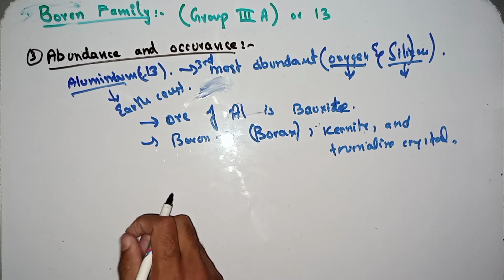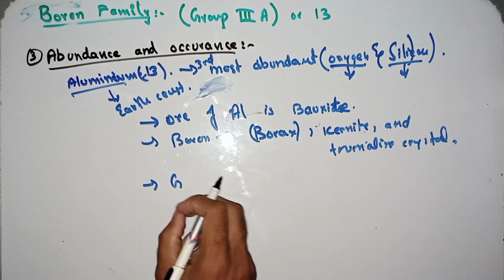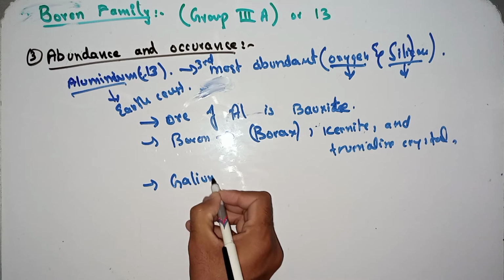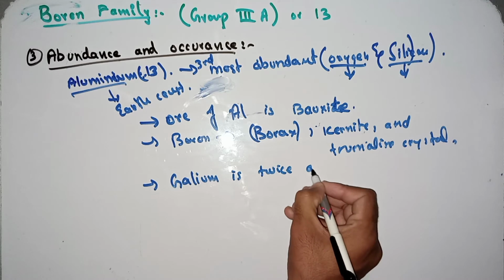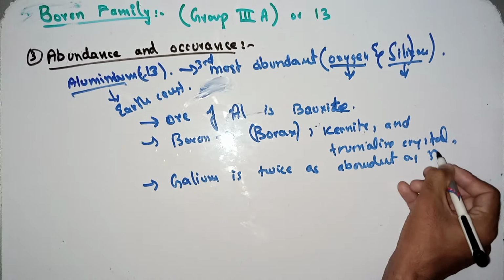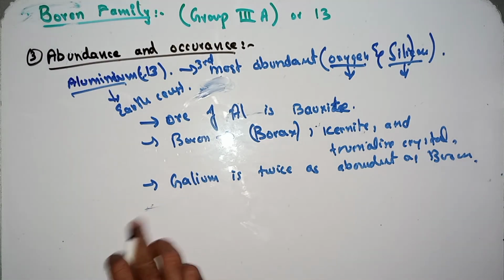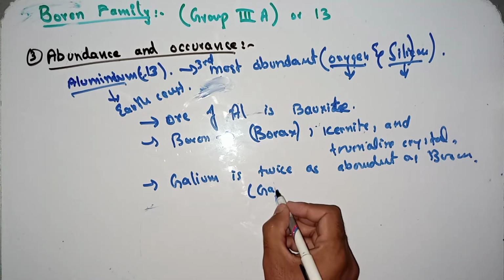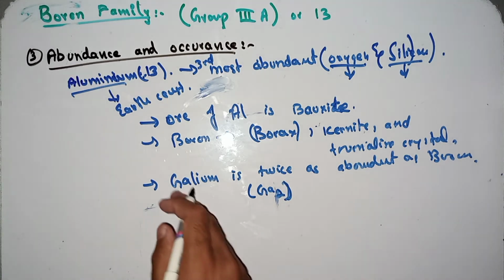These are about boron, while gallium is twice as abundant as boron. Gallium is more abundant in nature as compared to boron. It is twice that of boron. Yeah, this is the fact. Also, gallium is mostly present in the Ga2 form, in the Ga2 molecule.